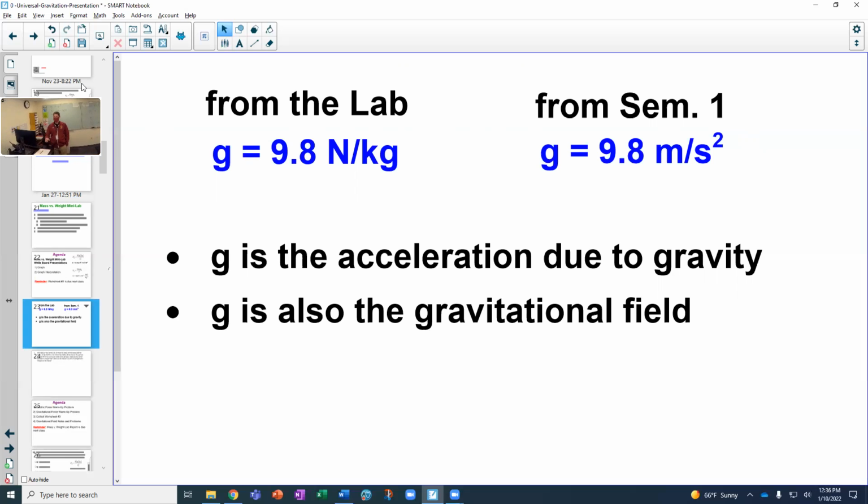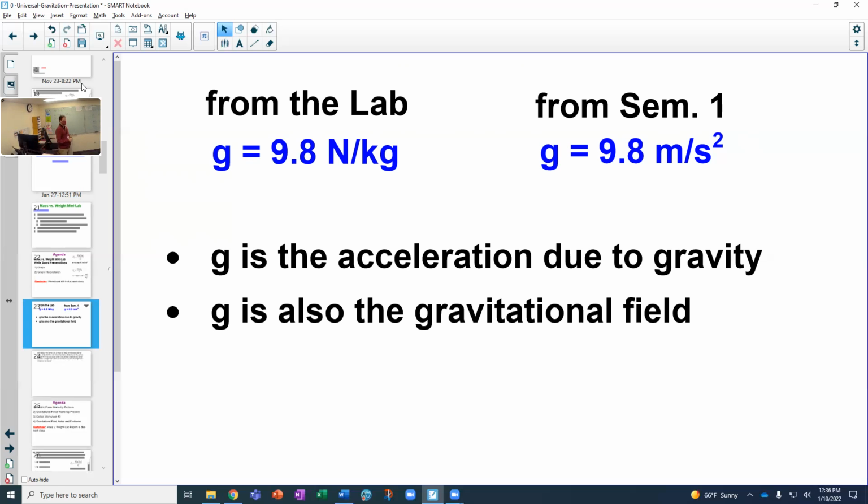But I want you to recognize that lowercase g represents both of those things. And they are the same value on Earth, but they mean something slightly different depending on our context. It is the acceleration due to gravity in meters per second squared, but it is also the magnitude of the gravitational field the Earth generates.